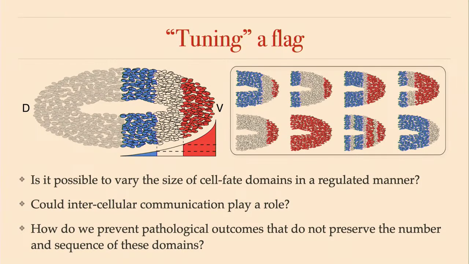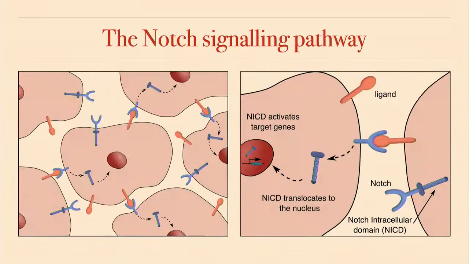So how potentially could intercellular communication play a role in helping us achieve these sorts of outcomes where we can tune the pattern dynamically, right? And how do we do so in a way that makes sure we don't get pathological outcomes that don't preserve the sequence and the number of domains? So this is the basic question that we're asking.